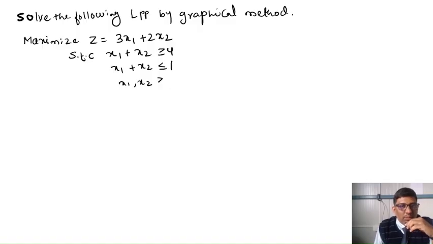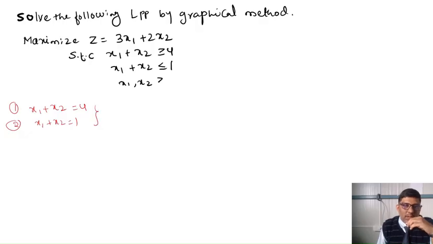First step is we have to convert the given problems into equal problems. So we'll convert that one: x1 plus x2 is equal to 4, and similarly for the second equation, x1 plus x2 is equal to 1. The step 1 is done. Second, we have to get the coordinates to plot the graphs.